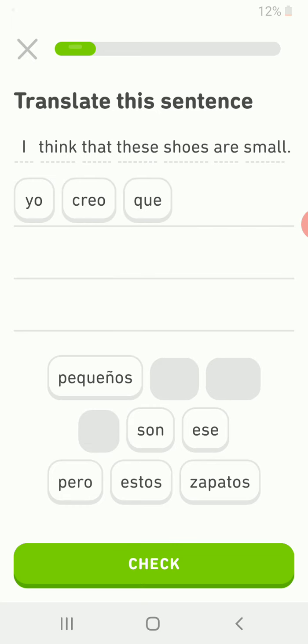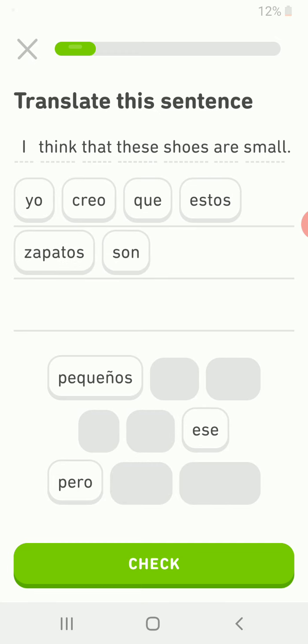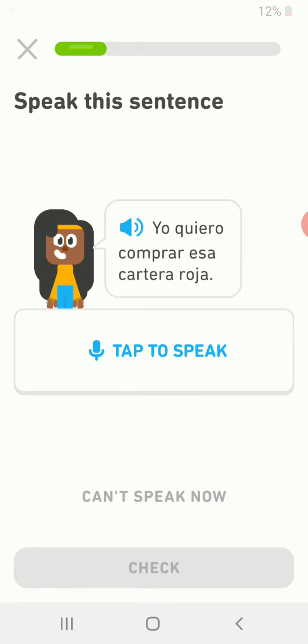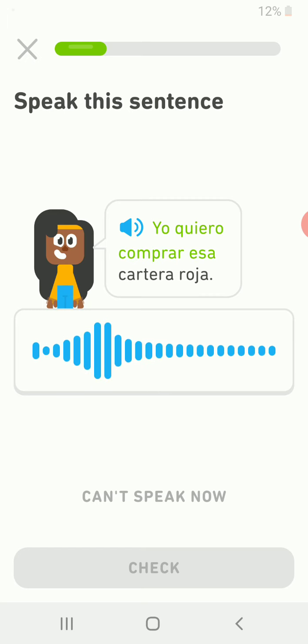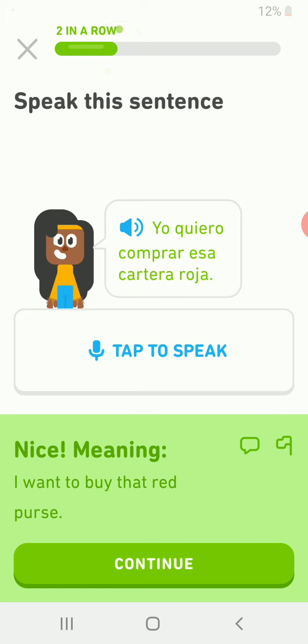Yo creo que estos zapatos son pequeños. Okay. Yo quiero comprar esa cartera roja. So esa is that. It's not esta, but esa is that. Purse. Roja is red purse. So yo quiero comprar esa cartera roja is I want to buy that red purse.